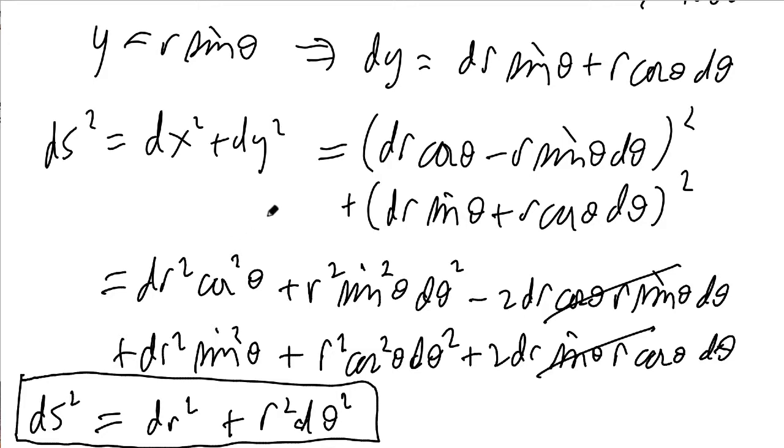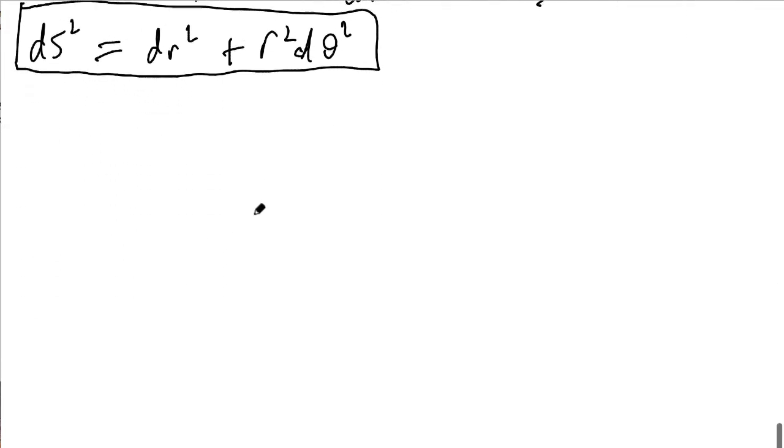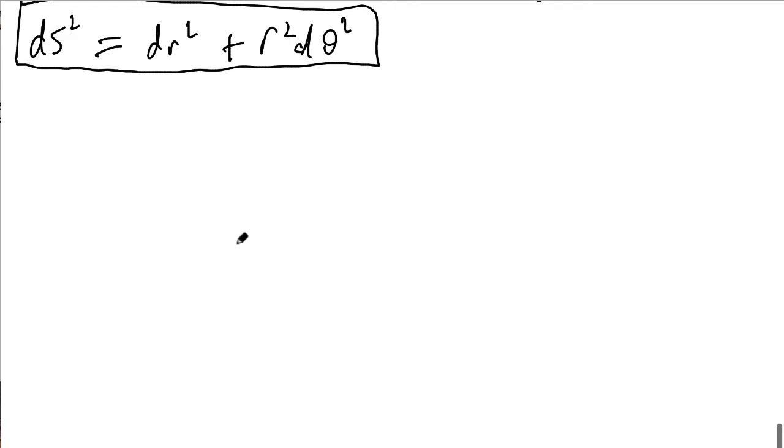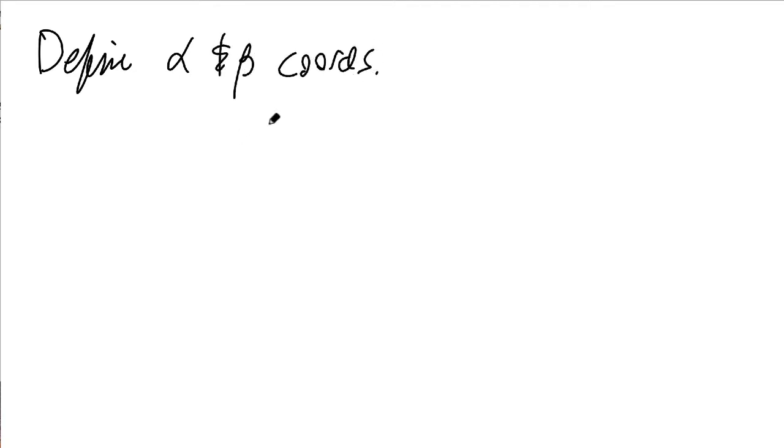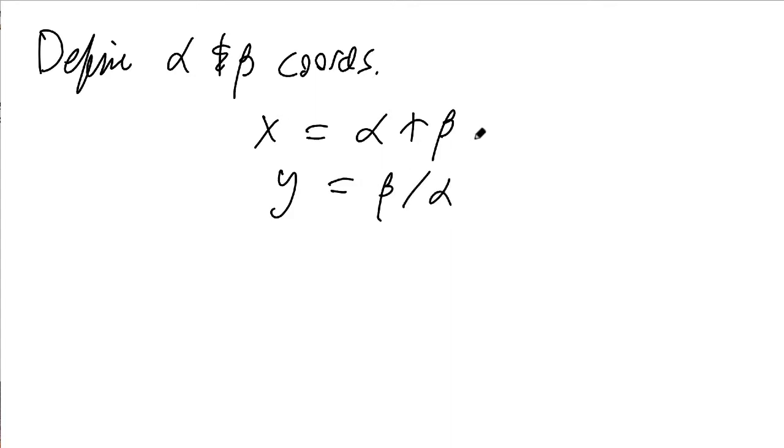So the line element is always expressed in terms of some coordinate system, but that coordinate system is up to us to choose, and we can choose it any way we like. It doesn't affect the geometry that the line element describes. So just to emphasize this point, let's write down the line element for the Euclidean plane using some strange coordinates. Let's define coordinates alpha and beta by the following coordinate transformation. Let x equal alpha plus beta and y equal, I don't know, beta divided by alpha.